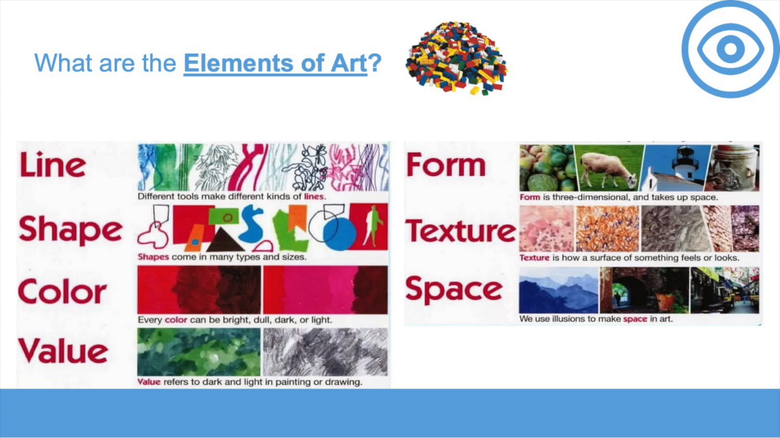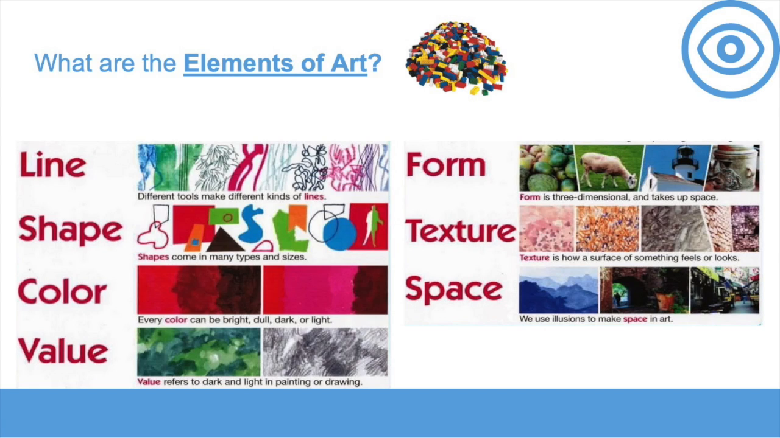Color can be bright, dull, dark, or light. Value refers to the lightness or darkness of anything in a drawing or painting. Form is a three-dimensional object that takes up space. Texture is how a surface feels or how it looks like it feels. Space is used in drawing and painting to create the illusion of depth, but we also think about space when we think about three-dimensional sculptures and things that actually take up physical space in the real world.